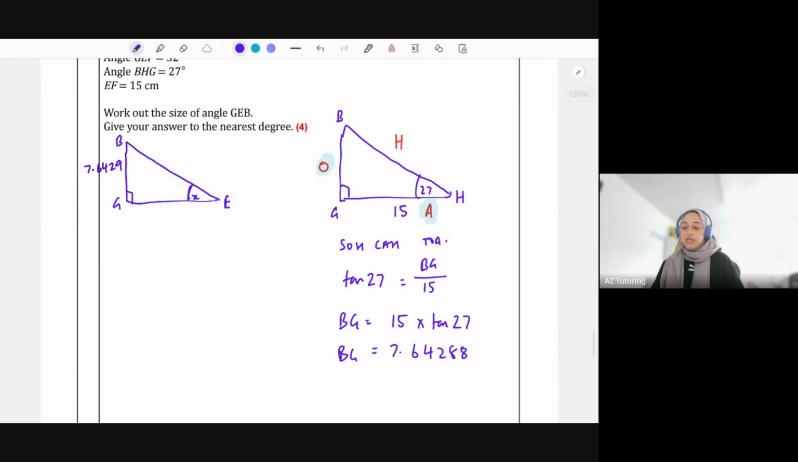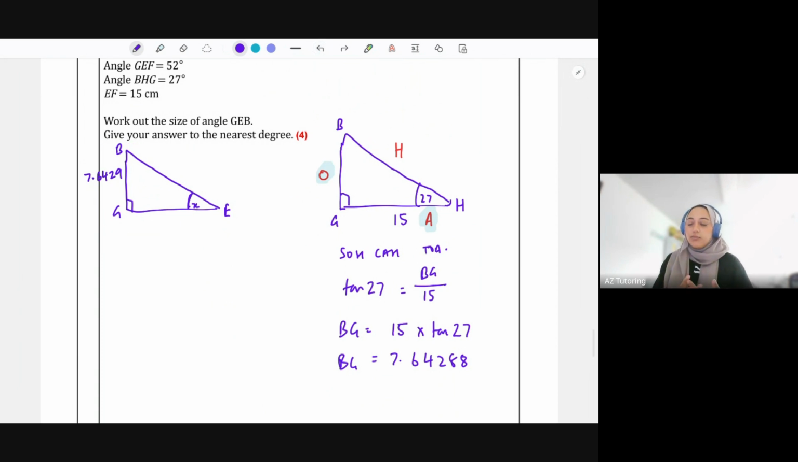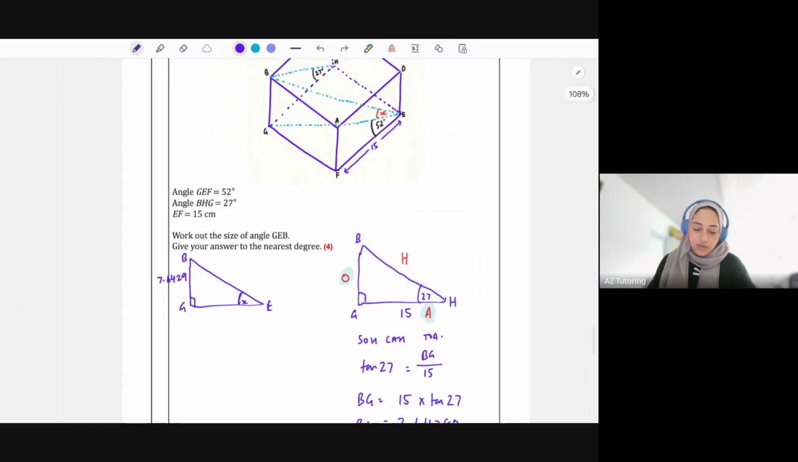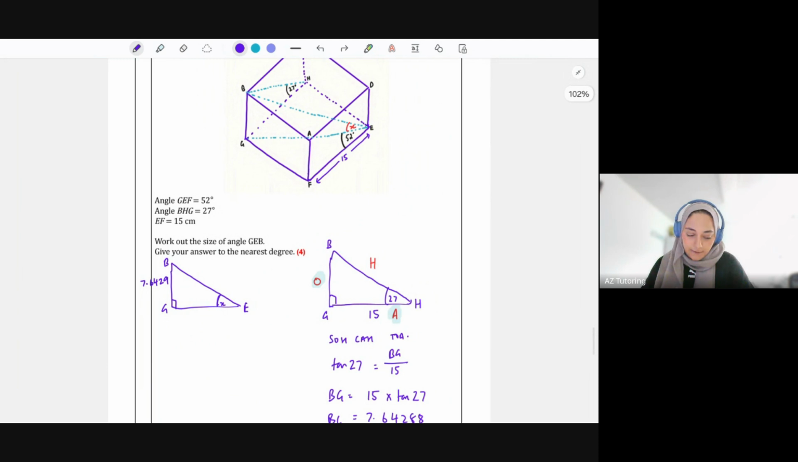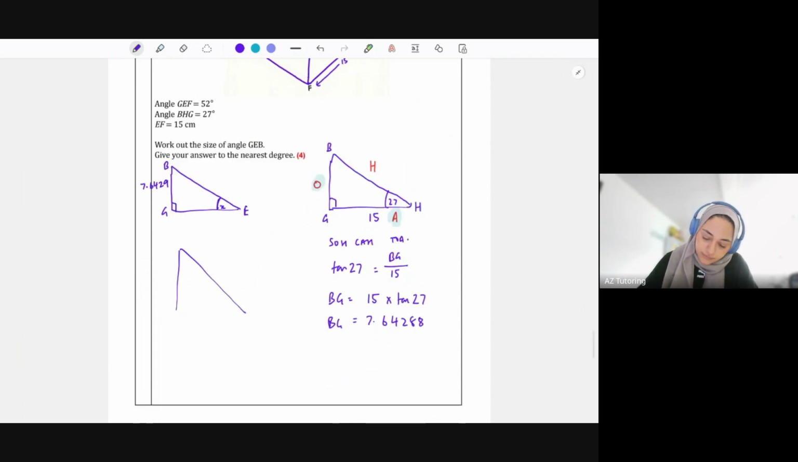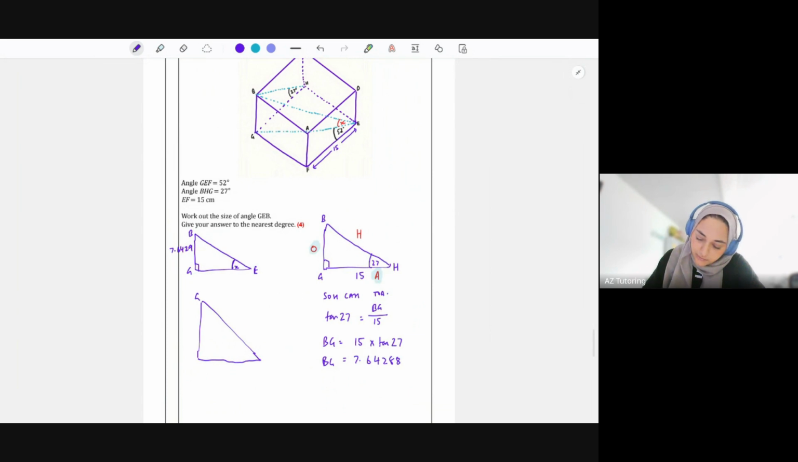Okay, so we found length BG, but that's still not enough on this triangle here to find X. I still need another length, maybe another angle. I need something else. So let's pull out another triangle from up here. What could we do? I can see a triangle on the bottom here, this GEF. So let's pull that out. Okay, so G, F here, and then E here. I know this is 15. I see that at the bottom. I know this is 52. Okay, I don't really know anything else.